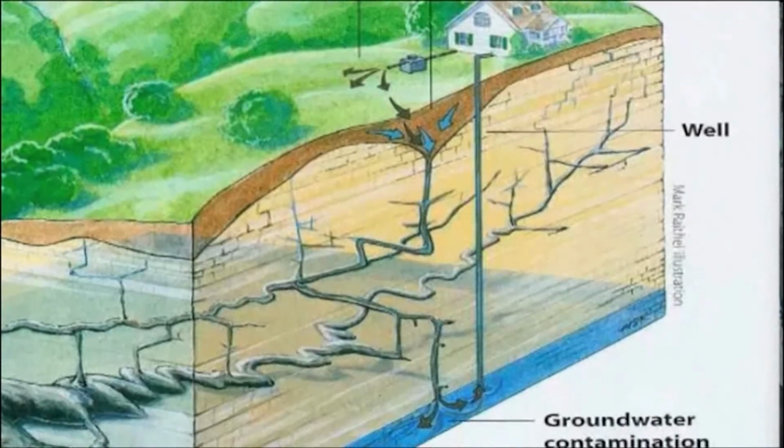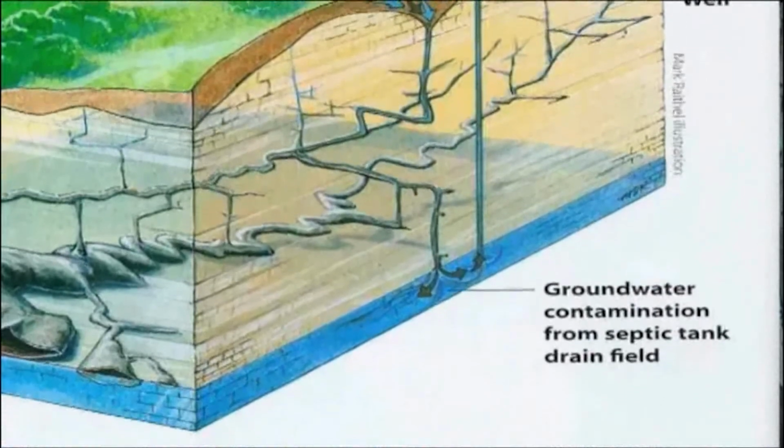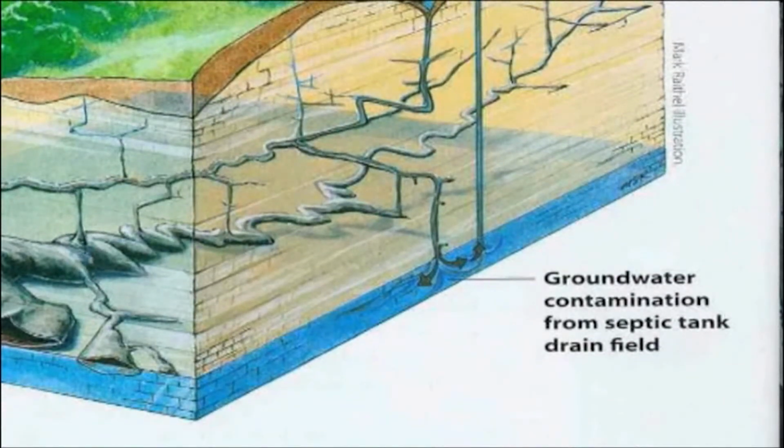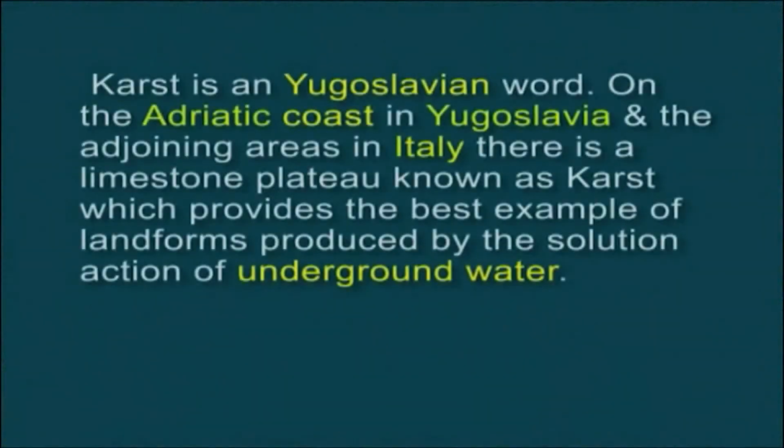In areas of limestone and dolomitic rocks, the solution action of underground water gives rise to highly distinctive landforms both on land and below the surface. These features are collectively known as karst landforms. Karst is a Yugoslavian word. On the Adriatic coast in Yugoslavia and the adjoining areas of Italy, there is a limestone plateau known as Karst, which provides the best example of landforms produced by the solution action of groundwater.